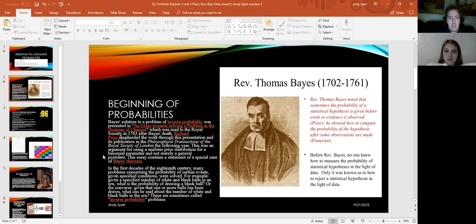In the first decade of the 18th century, many problems concerning the probability of certain events given specified conditions were solved. For example, what is the probability of drawing a black ball, or the converse: given that one or more balls have been drawn, what can be said about the number of white and black balls in the urn? These are sometimes called inverse probability problems.